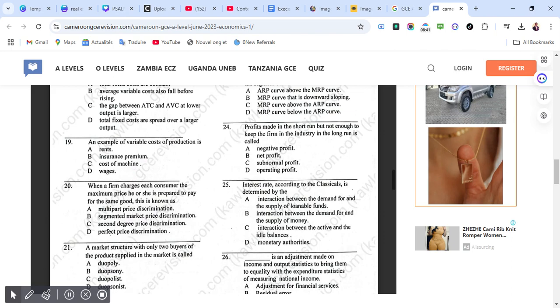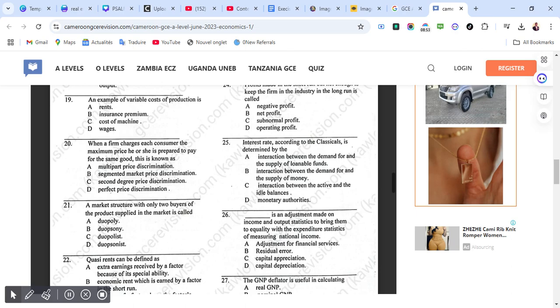Profits made in the short run but not enough to keep the firm in the industry in the long run is called, correct answer is A, negative profit. Interest rate, according to the classicals, is determined by the correct answer is A, interaction between the demand for and the supply of loanable funds.